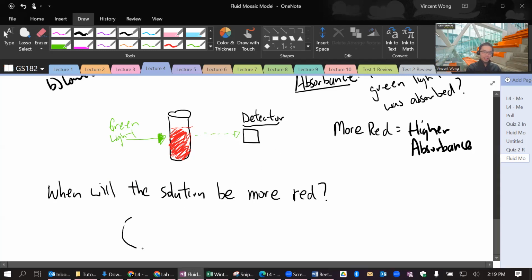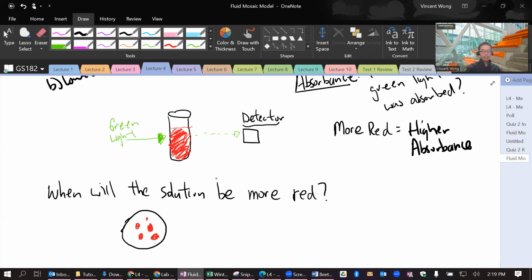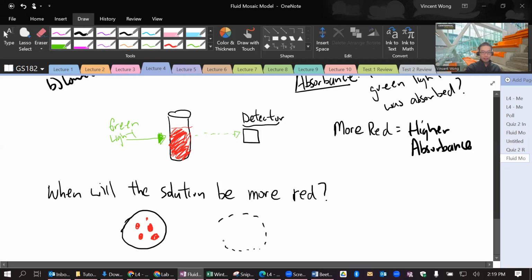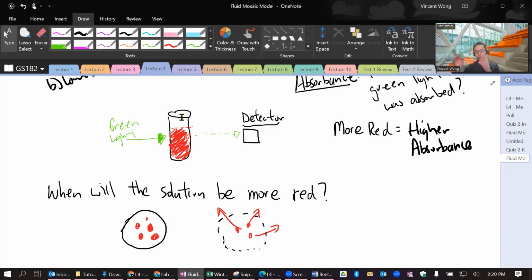Yeah, think about that. This is the cell, right? And then you're gonna have all the red pigments inside. Now, if the membrane is intact, it's not going to be coming out, right? But if the membrane is starting to fall apart, it's going to have all these holes in it, right? Then the pigment will leak out, and then the solution will become red, right? So the more the membrane falls apart, the more red the solution will be, and the higher the absorbance is going to be. Do you understand those relationships?